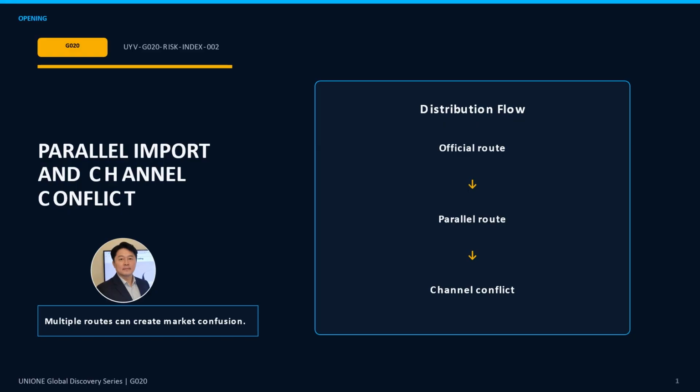In the previous video, we examined great market risk in cosmetic trade. Today, we will look more closely at parallel imports and channel conflict. A product may be genuine, but when it enters a market through multiple distribution routes, pricing, responsibility, and partner relationships can become unclear. This confusion may eventually weaken the entire market structure.